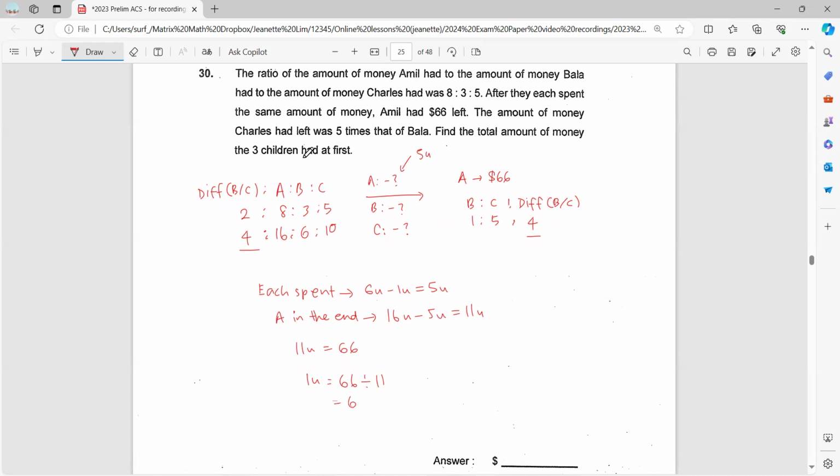Then lastly, the total amount that they have at first: 16 units, 6 units, and 10 units, which is 32 units. So 32 units is 32 times 6, which is 192. Okay, so the answer is $192. With that, this is the end of the ACS 2023 Prelim Paper 1.